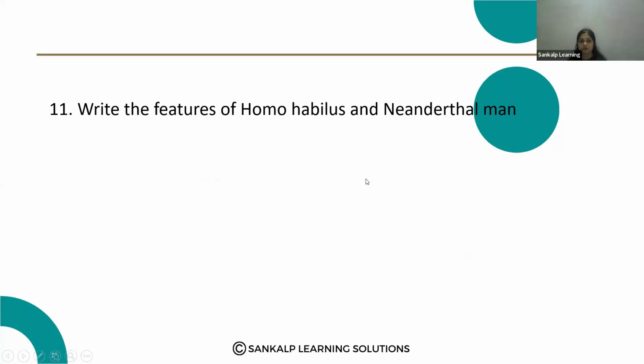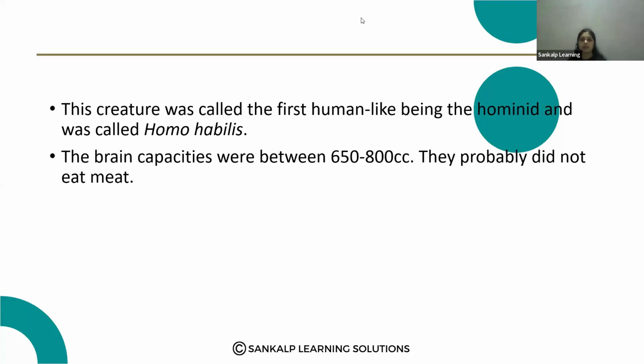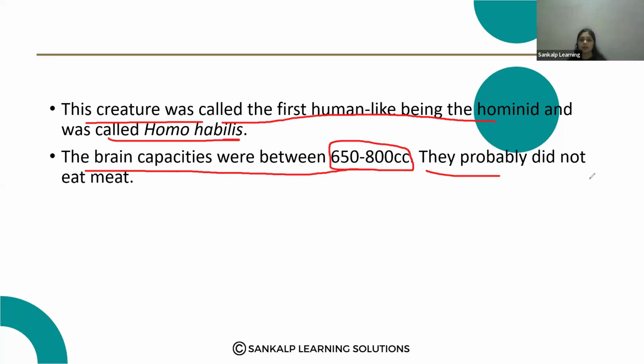Next question. Write the features of Homo habilis and Neanderthal man. You have to write the features of Neanderthal man and Homo habilis. Homo habilis was called the first human-like being. The hominid was called Homo habilis. What was the brain capacity of Homo habilis? About 650 to 800 cc. They probably did not eat meat. So these are the features of Homo habilis.